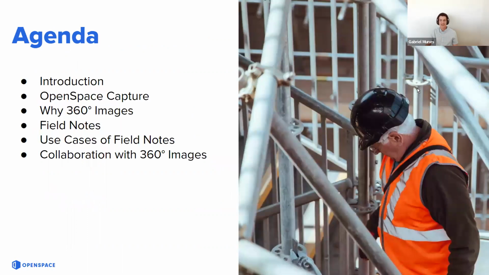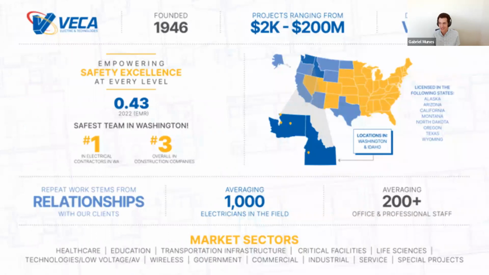All right, and then just talking about our agenda for today, we'll go through an introduction for VECA Electric and Technologies, show you what the OpenSpace capture process and navigating the platform looks like, and then some of the reasons for using 360 images and a platform like OpenSpace, along with some of our other features and functionality like field notes and the use cases of the VECA team and some of their experiences with it on their project. And we'll end with a wrap up and summary of what we discussed. So jumping into the introduction for VECA, Sarah?